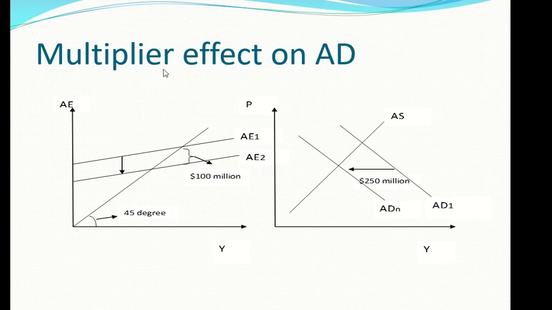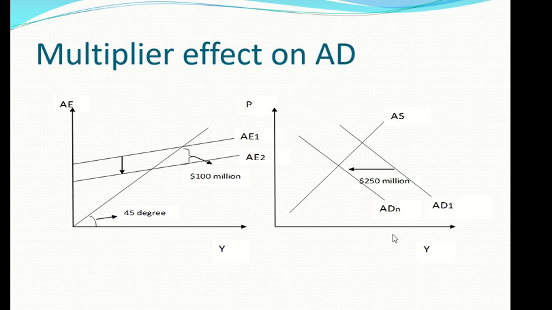So on the left-hand side, we illustrate the initial change in either one of the components of aggregate expenditure by using the aggregate expenditure function. So what you have here is an initial decline in investment. So the aggregate expenditure function curve shifts downward. The vertical distance is $100 million. That's the initial decline in investment.